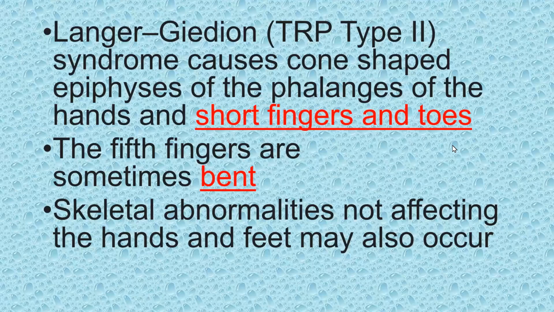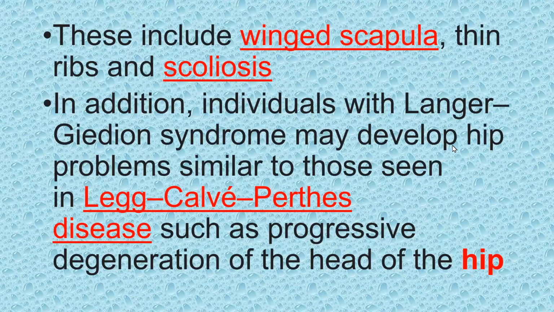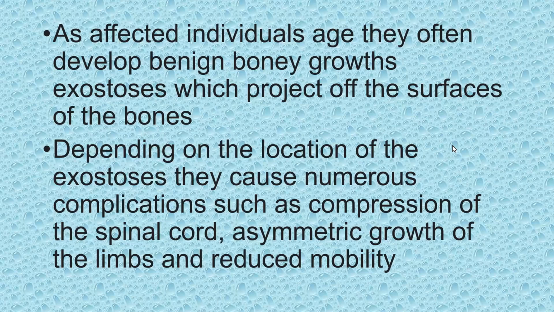Skeletal abnormalities not affecting the hands and feet may also occur. These include winged scapula, thin ribs, and scoliosis. In addition, individuals with Langer-Giedion syndrome may develop hip problems similar to those of Legg-Calvé-Perthes disease, such as progressive degeneration of the head of the femur. As affected individuals age, they often develop benign bony overgrowths, exostoses, which project off the surfaces of the bones. Depending on the location of the exostoses, they cause numerous complications such as compression of the spinal cord, asymmetric growth of the limbs, and reduced mobility.